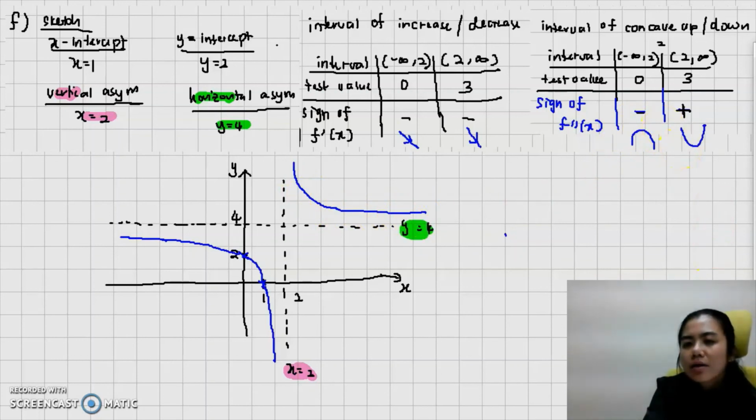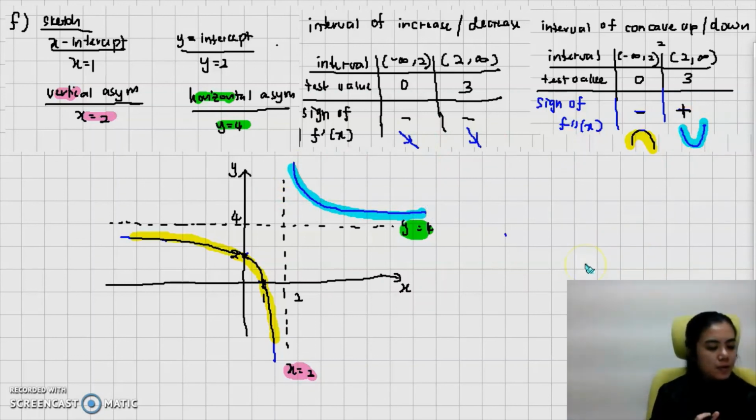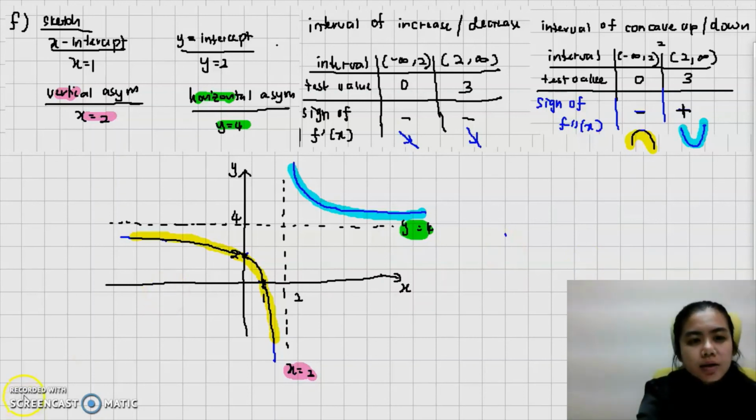For the concave up and down, it's just to see that you have a curve of down here, and you have a curve of up, that is here. So done. Okay, so that is the graph for this example.